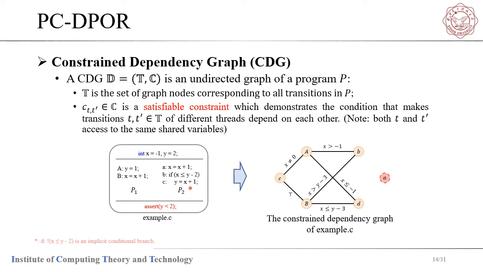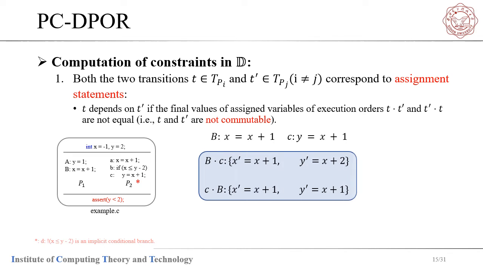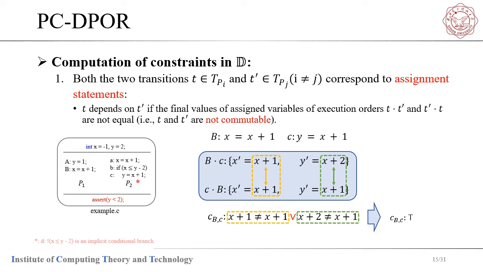The constraint C_TT' is a satisfiable Boolean formula which demonstrates the condition that makes T and T' of different threads depend on each other. To construct a constraint dependency graph, we consider three cases. If both the transitions T and T' correspond to assignment statements, then T depends on T' if the final values of assigned variables of different execution orders are not equal.